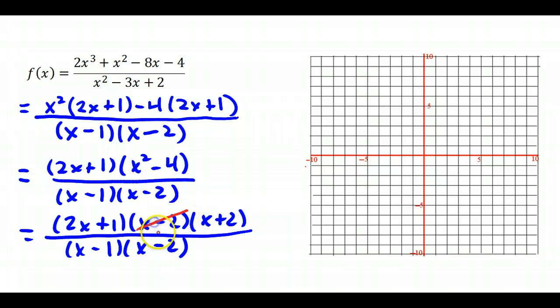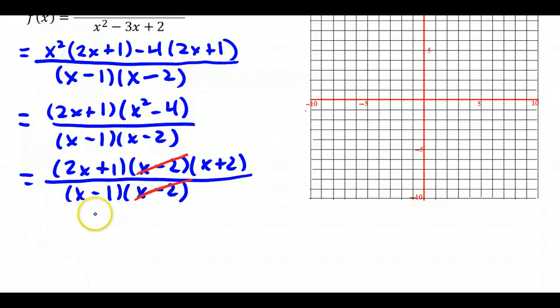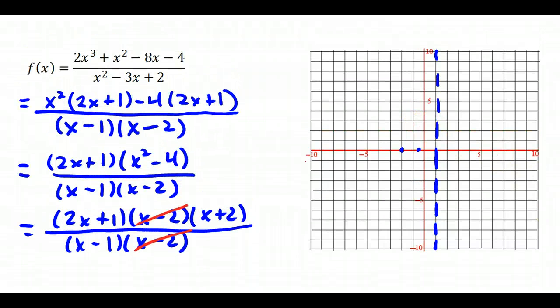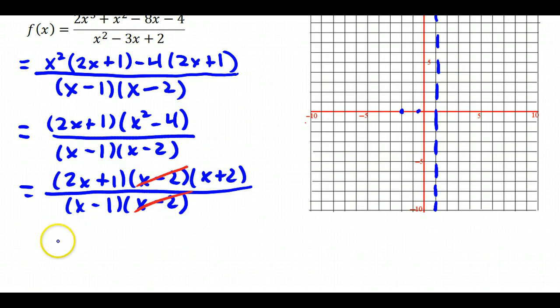So we're going to have a hole at x equals 2. Let's just keep that in mind. And I've got a vertical asymptote at x equals 1. And I have x-intercepts at negative 1/2 and negative 2. And let's see what else we can do here. Let's do a quick sign chart.